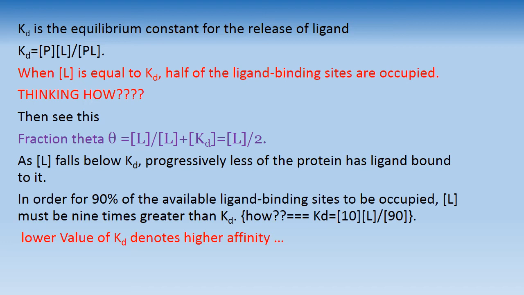Also, in order for 90% of the available ligand binding sites to be occupied, the concentration of the ligand must be 9 times greater than the Kd. This can be simply explained: 90% have been occupied, so it is divided by 90, and 10 will be available, so that you are going to get 9 as the answer.